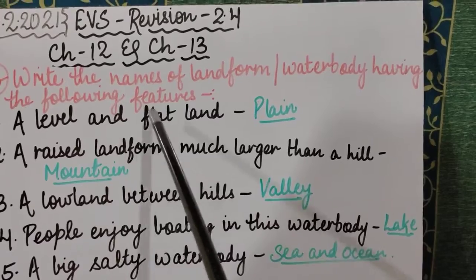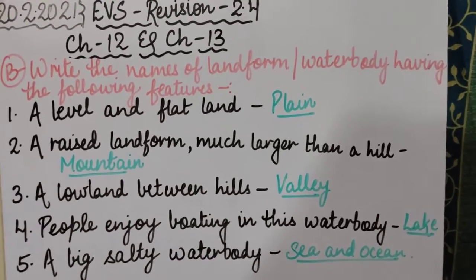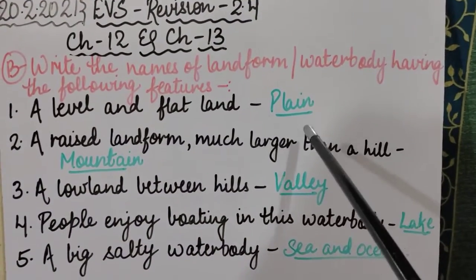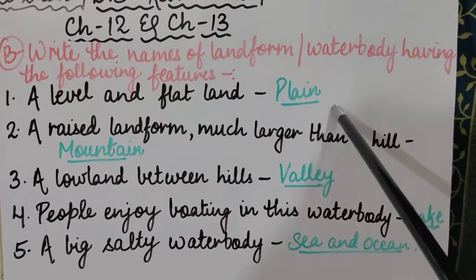First one, a level and flat land. What is a level and flat land called? Very easy, plain, plain, plain, you all know that.